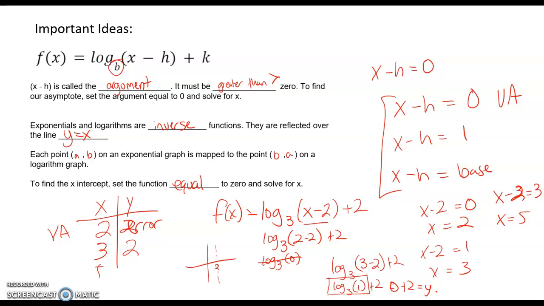And then finally, I'm going to pick 5, right? So log base 3 of 5 minus 2, plus 2. Log of 5 minus 2 is the log base 3 of 3, plus 2. Well, the log base 3 of 3, what power do I have to raise 3 to get 3? It is 1. So this becomes 1 plus 2, which is 3.